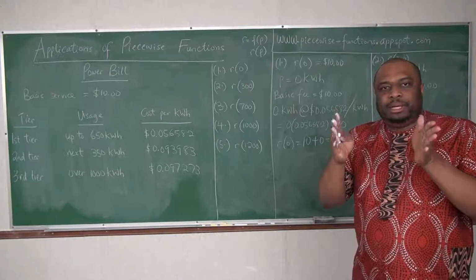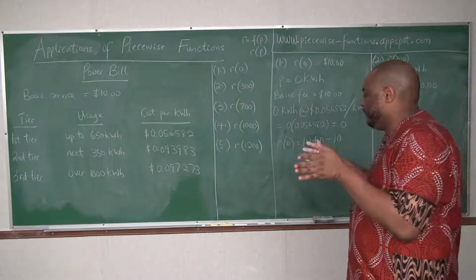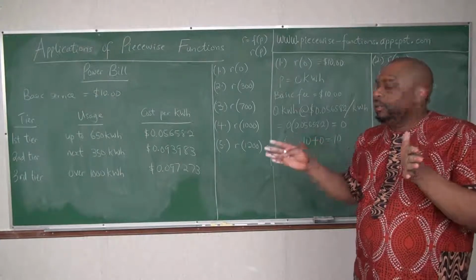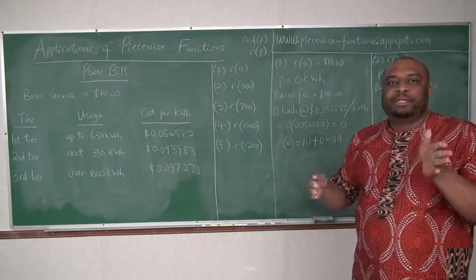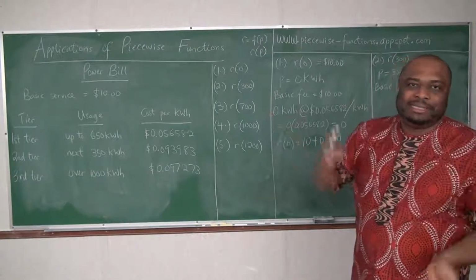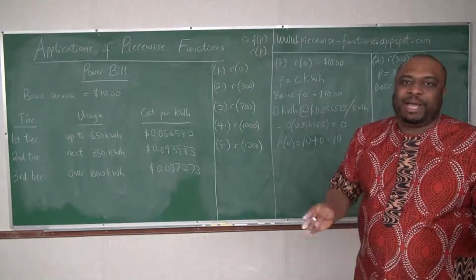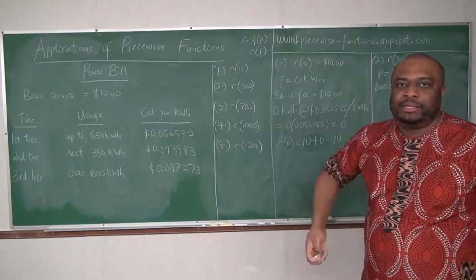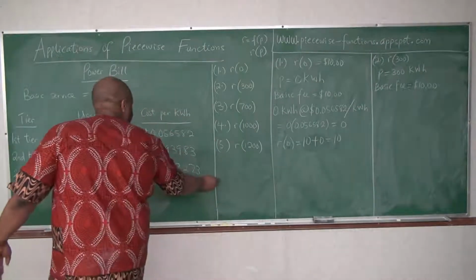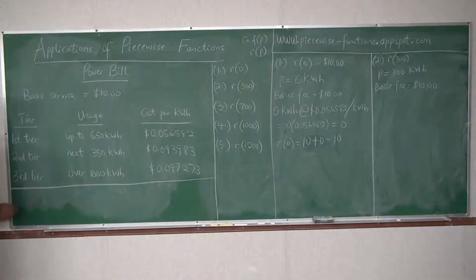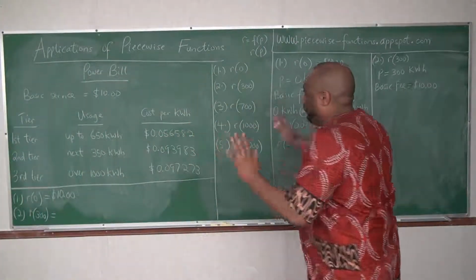So let's write the cost for each one, because we are going to still do this using the second method, which is the piecewise function method, or algebraic method, if you want to call it that. So let's write this here. For R of 0, this gives us $10. R of 300 is the next one. So we have the basic fee.